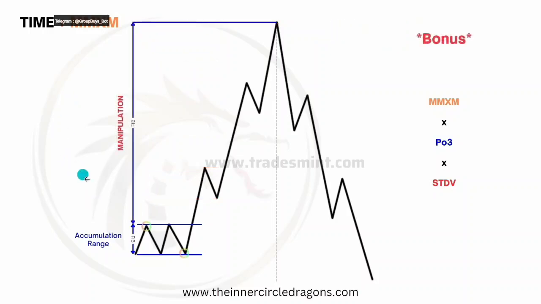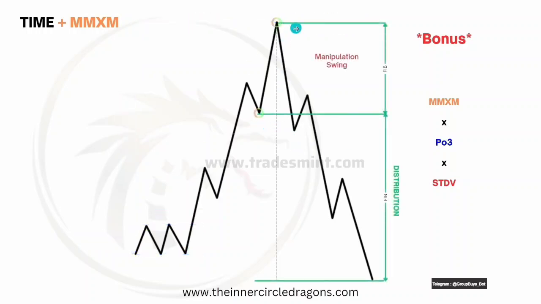Now, if we take the accumulation range and we project deviations higher, this will give us our manipulation leg. The manipulation leg is where we can expect to find a retracement or a reversal after tagging a higher time frame level. Now, generally, the manipulation leg will run to around 2 to 3 standard deviations of the accumulation range.